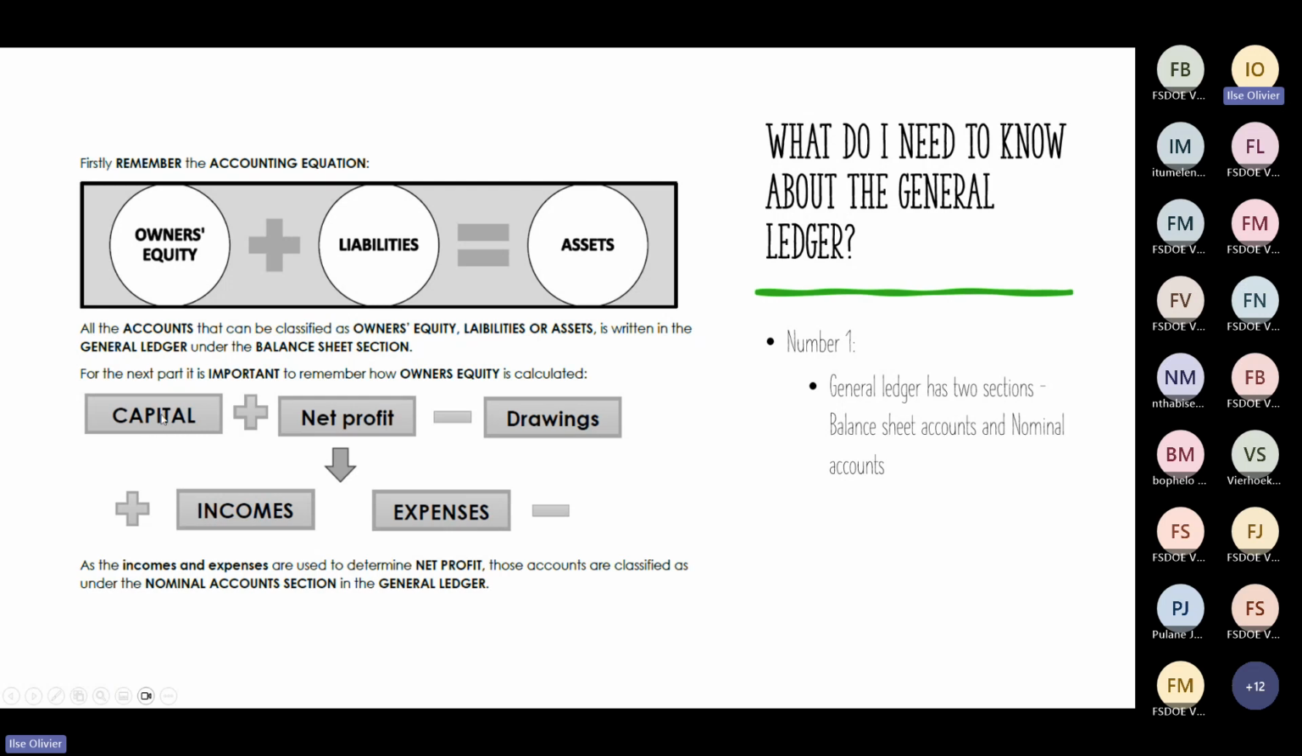The next part that is important to remember is that your owner's equity is calculated by saying capital plus net profit minus drawings gives you your owner's equity. Now, your net profit is calculated by saying incomes minus expenses. Because capital and drawings are part of your owner's equity, incomes and expenses, because they calculate your net profit, will be in your nominal accounts section.